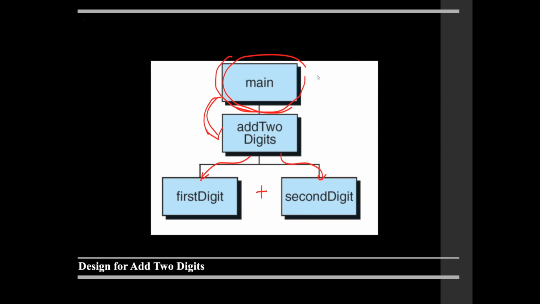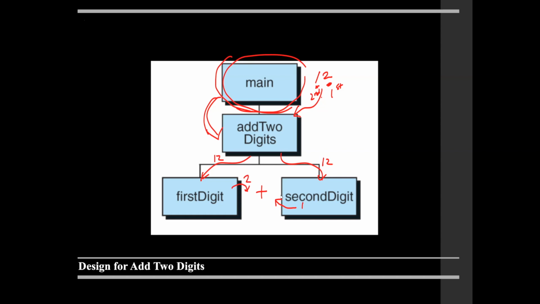So the example is, let's say you have 12 as your input, and this input goes into add two digits, and add two digits is then going to call first digit and second digit. This second digit function takes 12, and this first digit also takes 12. The output of the second digit is 1, and the output of the first digit, in this case, is 2.